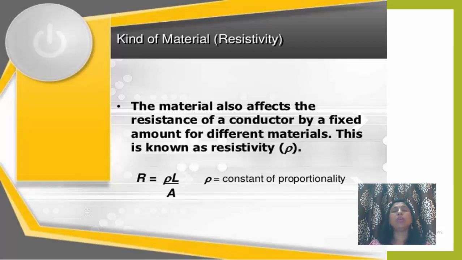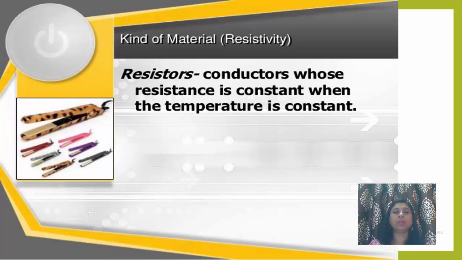If we join the first and the second factor, that is R is proportional to L and R is inversely proportional to area of cross section, if we combine these two, R is proportional to L by A, and this proportionality sign is replaced by the proportionality constant, that is rho, which is known as the resistivity.